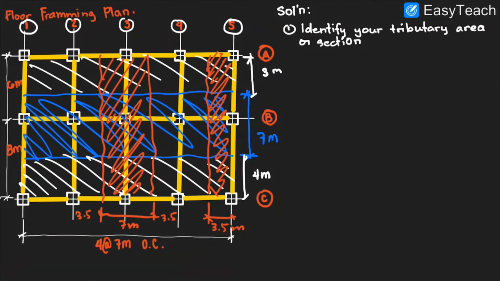First thing is for us to identify the section at which we can then design the total loads. Let us assume that we will use the center columns.